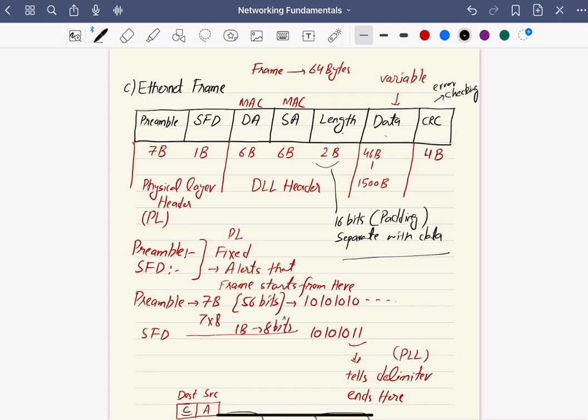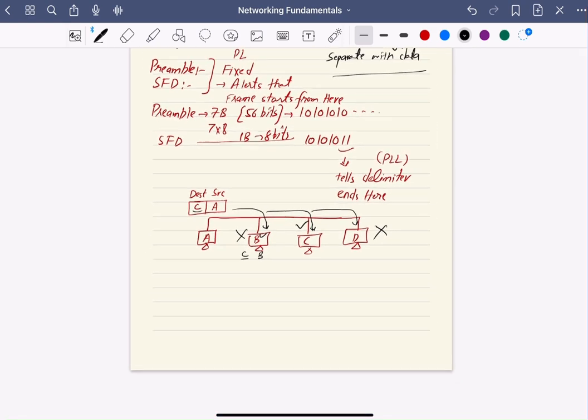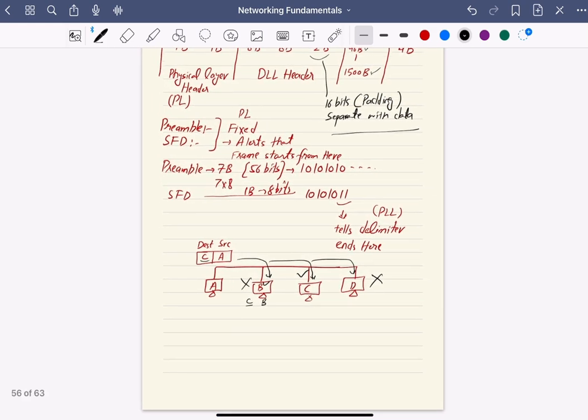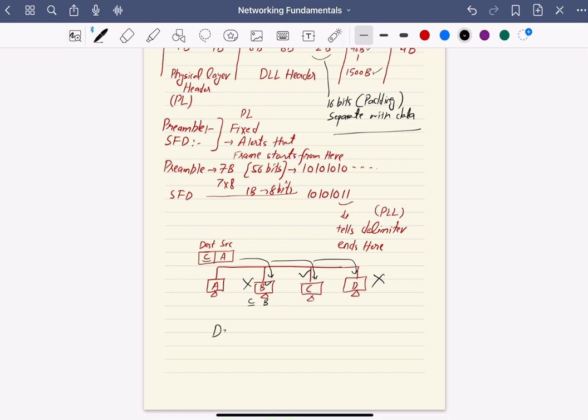Now let's see why the minimum length is 46 bytes, and why 1500 bytes is the max limit of our frame. First of all, let's start with that. If I draw a small table, that will make more sense to you all. Let's say this is our data, and for example, what is the minimum size of the data, and what is the maximum size of the data.